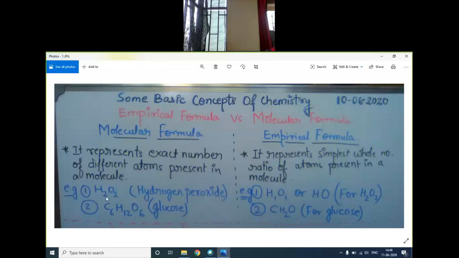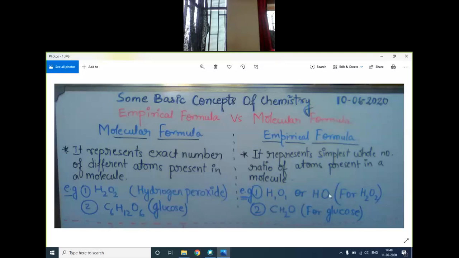Molecular formula of hydrogen peroxide is H2O2. Now we will get the simplest ratio of the number of atoms present. So here it is 2:2. We can easily simplify 2:2 again into 1:1. So 1:1 is the simplest ratio of atoms present in hydrogen peroxide. Using that simplest ratio, we will form the empirical formula. That will come H1O1, or you can write HO. So this is the empirical formula for hydrogen peroxide.